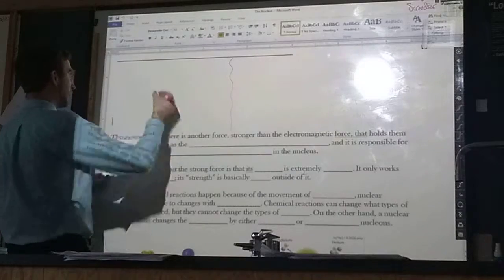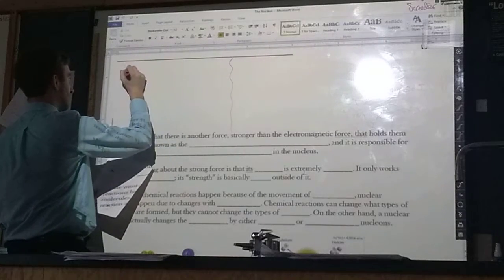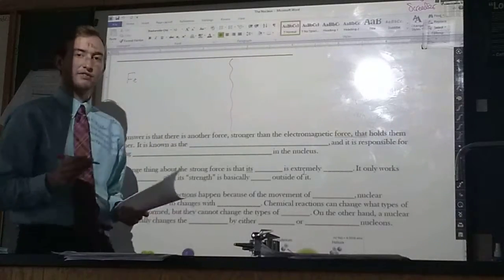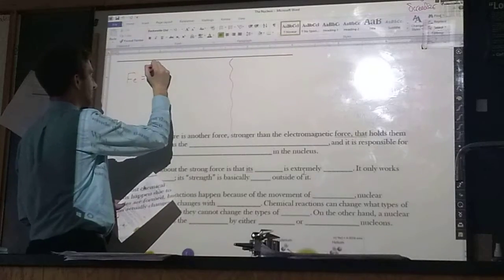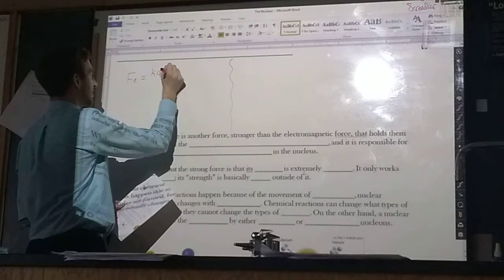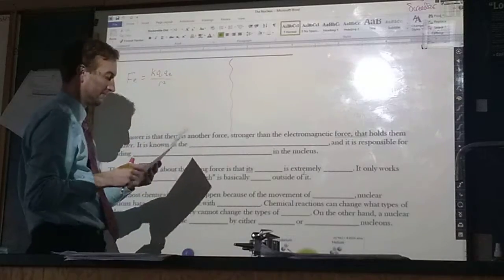So over here, I'm going to determine the electrostatic force. You can look in your reference tables for this equation. The magnitude of the electrostatic force is F = kq1q2/r².